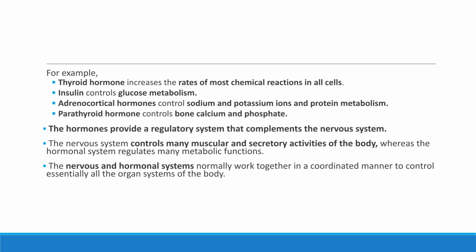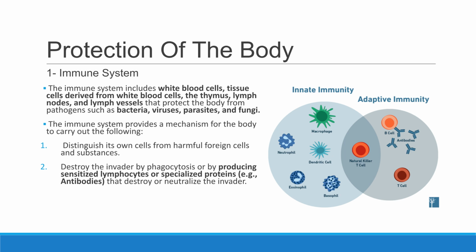The hormonal system complements the nervous system, with both working together to control organ systems. The immune system, including white blood cells and lymphoid organs, protects the body from pathogens. It distinguishes self from foreign cells and destroys invaders through phagocytosis or specialized proteins like antibodies.